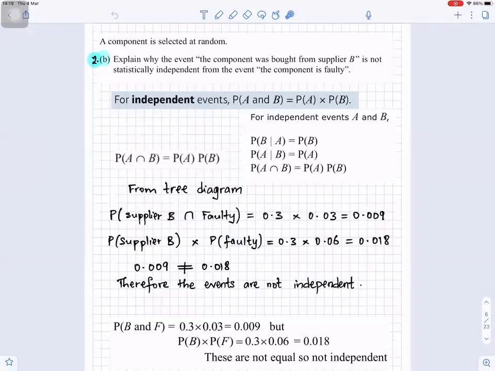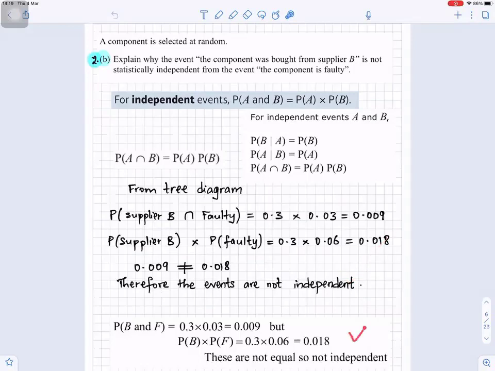And probability of supplier B times probability of faulty is 0.3 times the probability of faulty, 0.06. That gives us 0.018. But you notice 0.009 is not the same as 0.018. Therefore, the events are not independent.